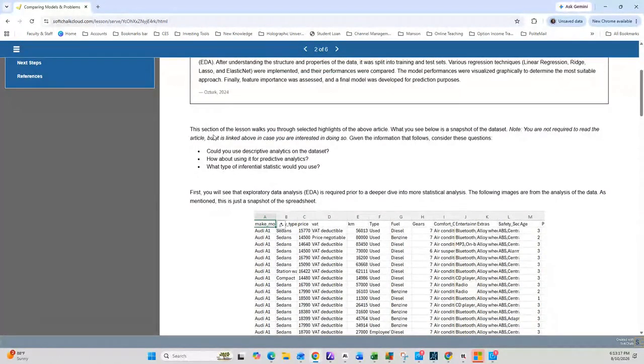And so notice they talk about this session and a lesson walkthrough, selected highlights of the above articles. So what you see below is a snapshot of the data set.